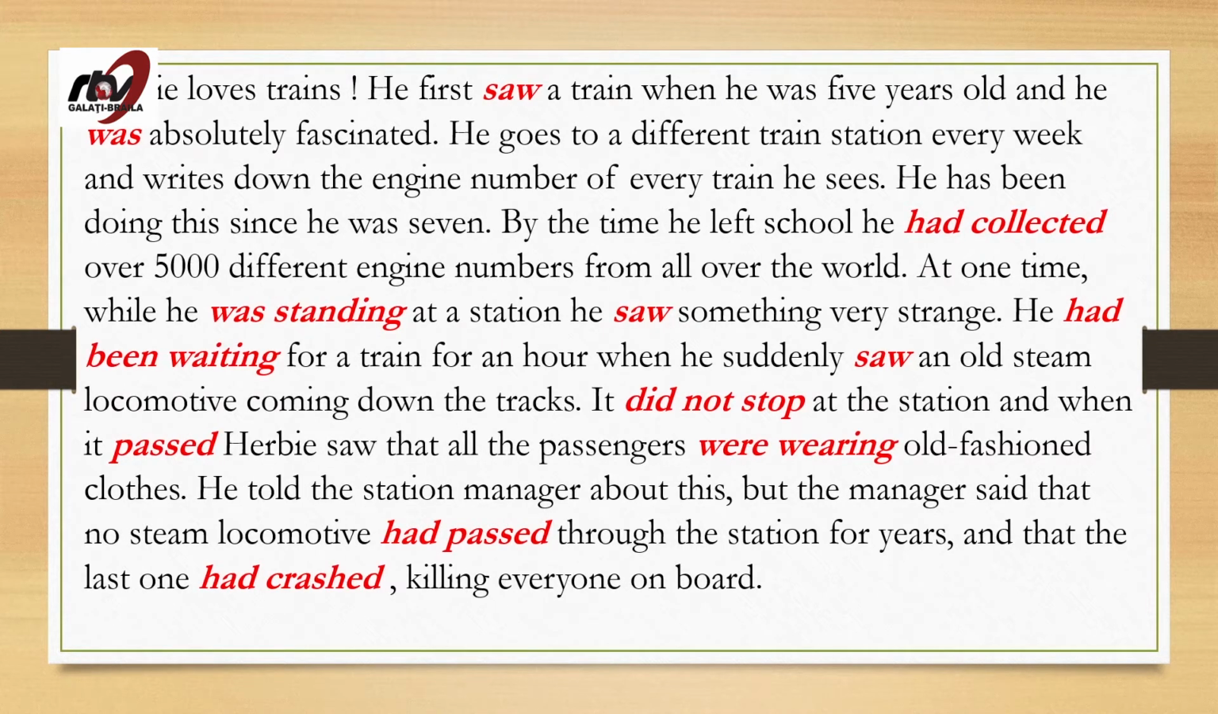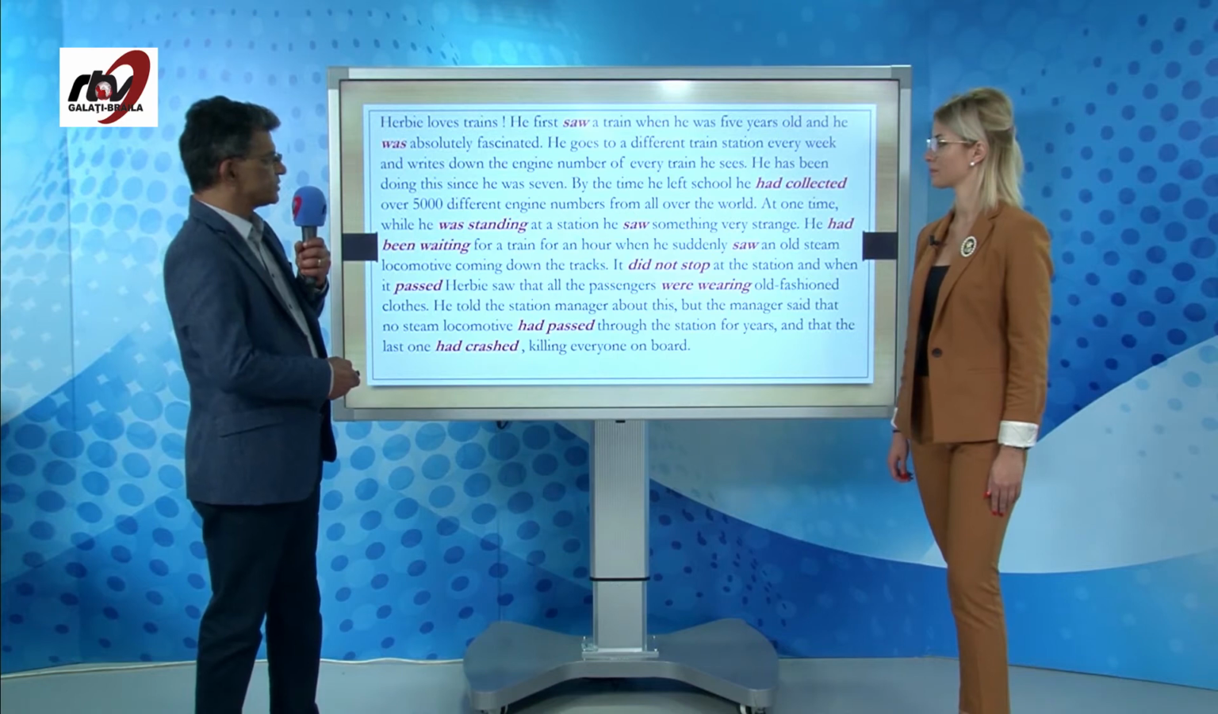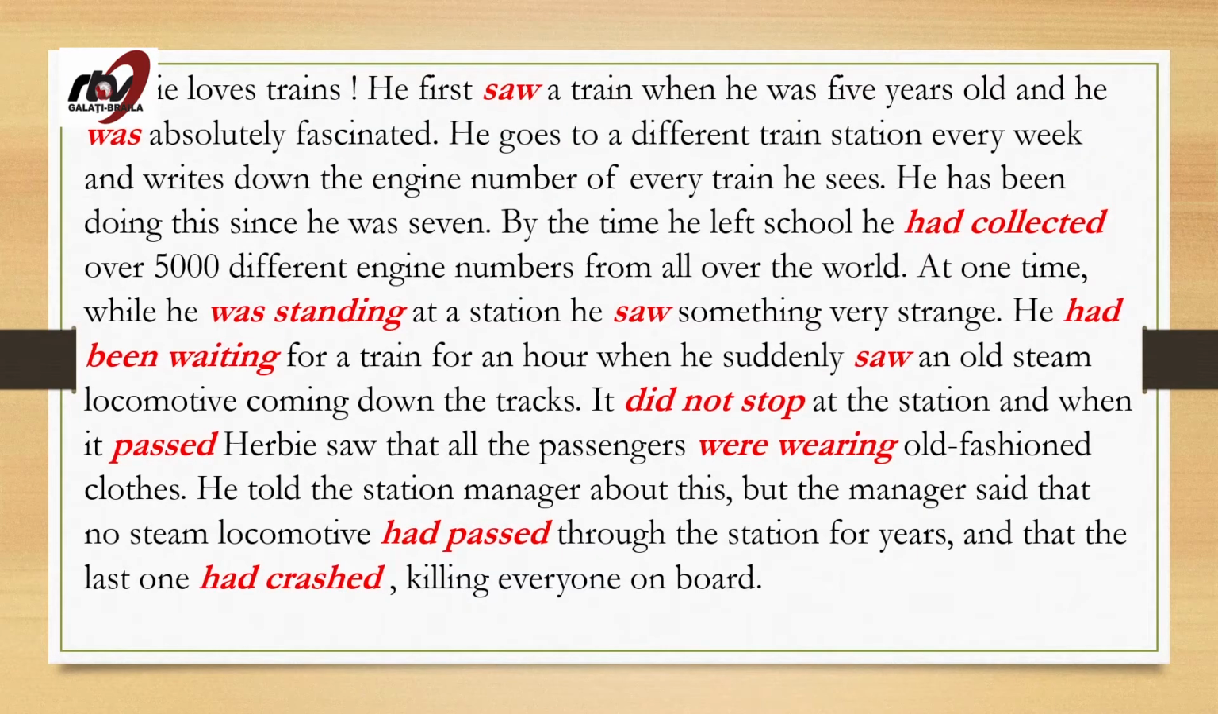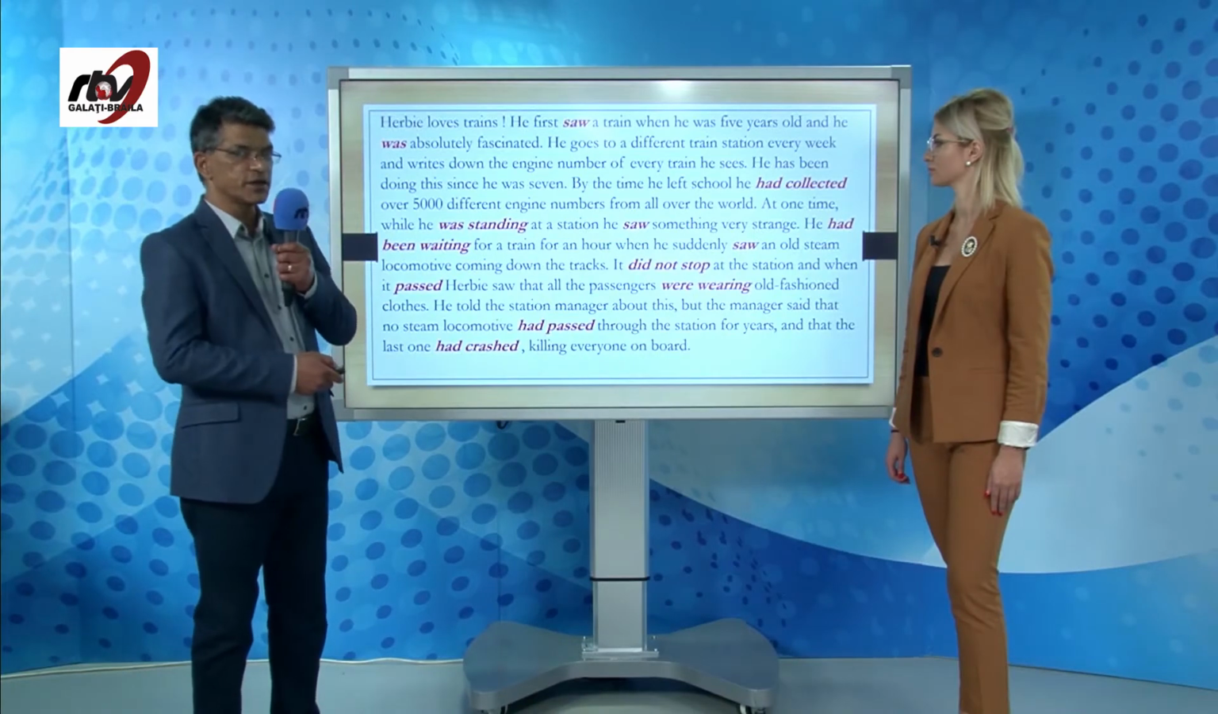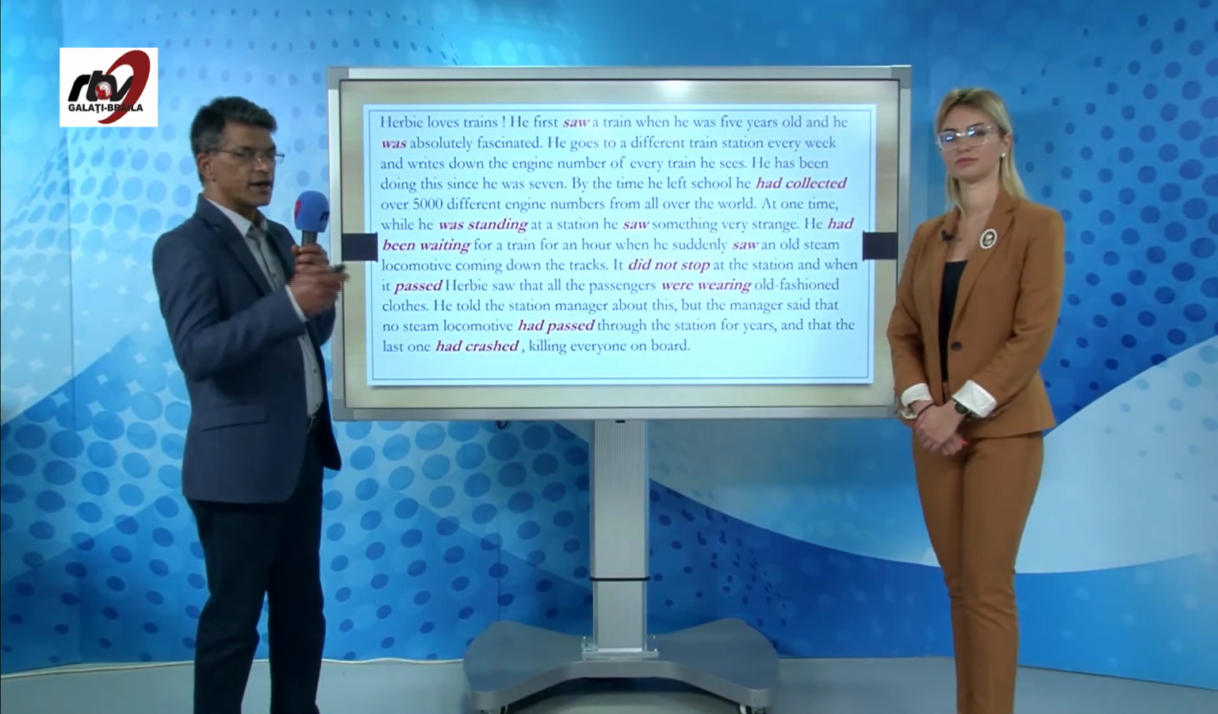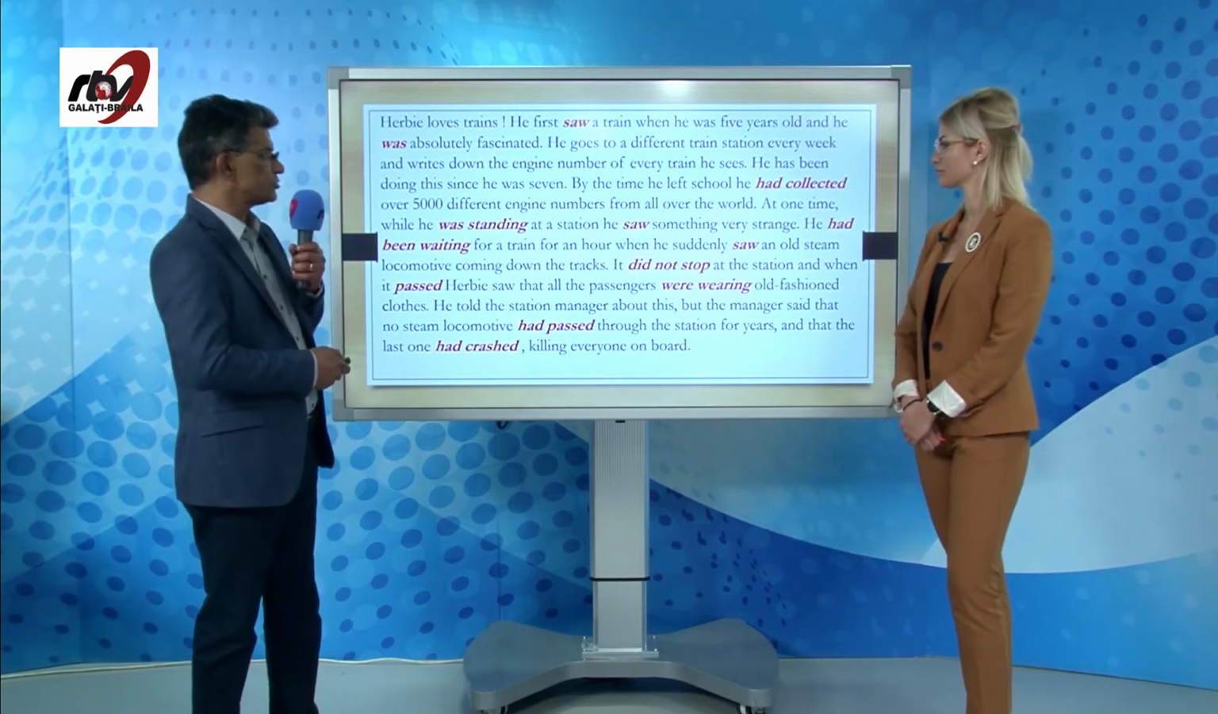Herbie loves trains. He first saw a train when he was 5 years old and he was absolutely fascinated. So we have past simple for the first two verbs. He goes to a different train station every week, writes down the engine number of every train he sees, present tense. He has been doing this since he was 7. By the time he left school, he had collected over 5,000 different engine numbers. Had collected, if you remember, the past perfect, action that had happened before another action.